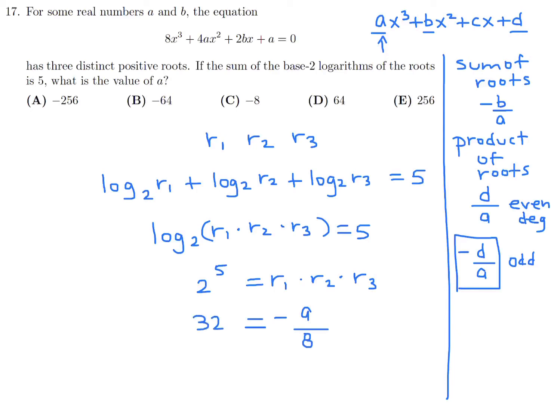And 2 to the 5, of course, is just 32. So therefore, solving for this, we get 32 times 8, which is 256. Put the negative over that side, and there you go. a is equal to negative 256. So number 17, the answer is A.